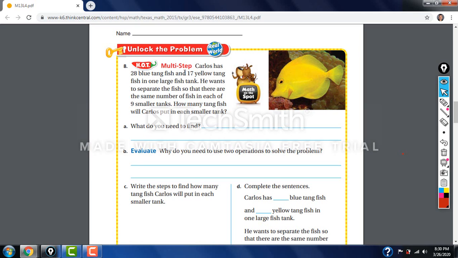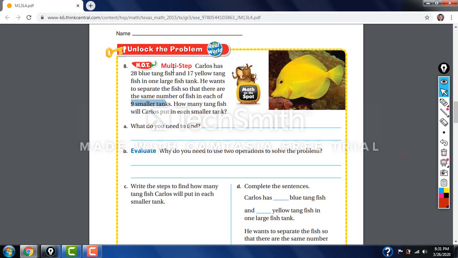Let's look at this question here. Carlos has 28 blue tang fish and 17 yellow tang fish in one large fish tank. He wants to separate the fish so that they are in the same number of fish in each of 9 smaller tanks. How many tang fish will Carlos put in each smaller tank? So how many small tanks is he going to have? He's going to have 9.